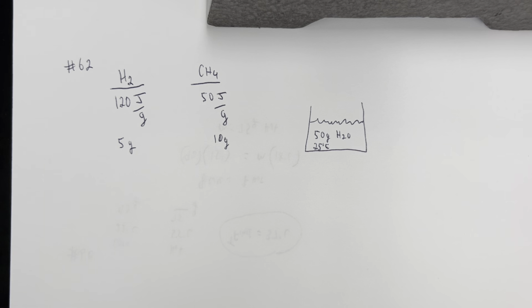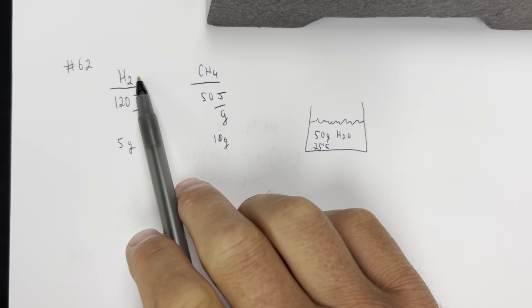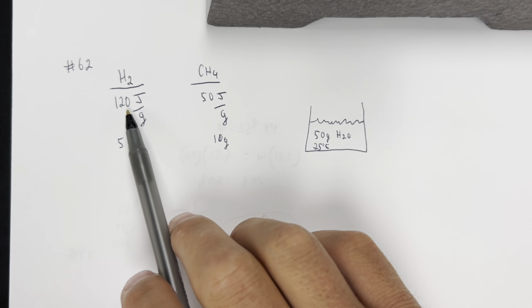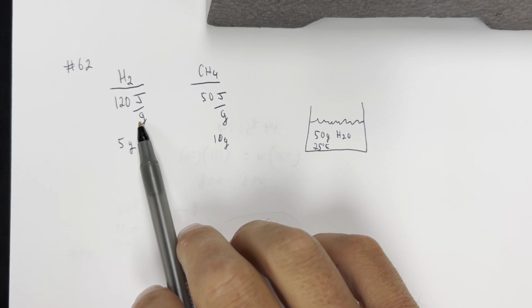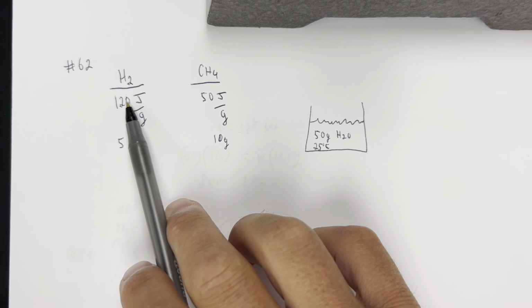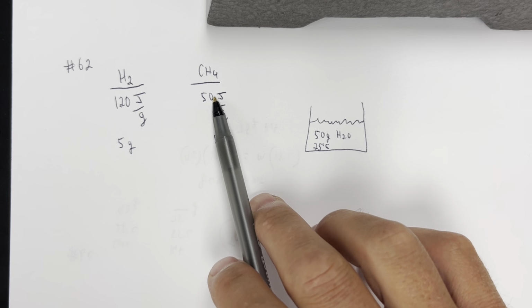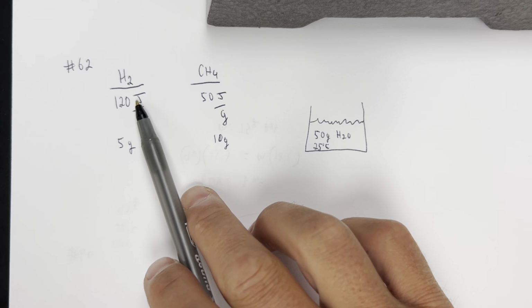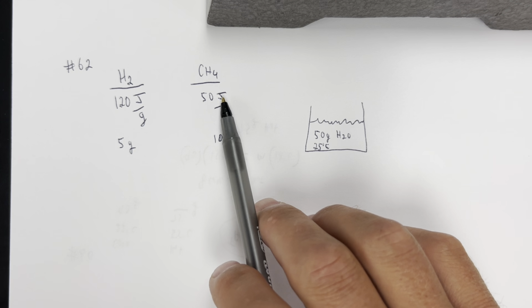All right, here's question 62 in thermochemistry. The question tells you that when you burn hydrogen, there's 120 joules of heat released per gram of hydrogen burned. So if you have 2 grams of hydrogen, you turn 40 joules of heat released. For methane, there's 50 joules of heat per gram. So quite a bit more heat per gram of hydrogen than there is per gram of methane.